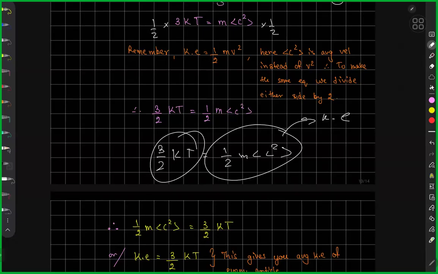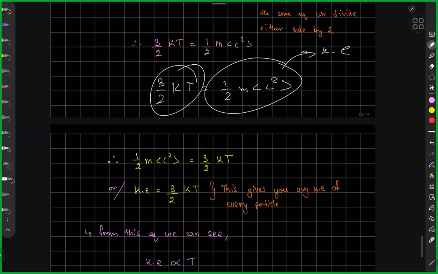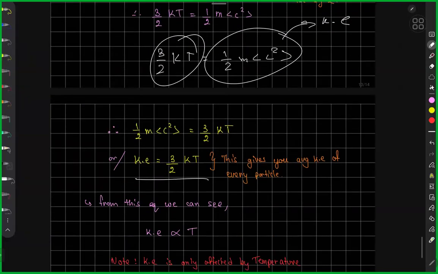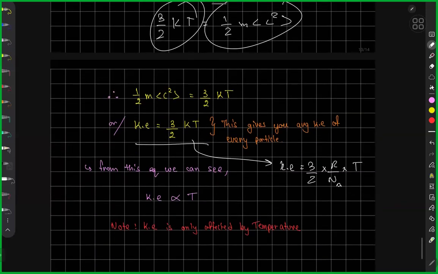That is it. This is your relationship. Kinetic energy is equal to 3/2 kT. And if you want me to break down the Boltzmann constant, I'll do that for you: 3/2 times the gas constant divided by Avogadro's constant times thermodynamic temperature. So what is kinetic energy essentially related to? Just the temperature. And what is temperature related to? Just the kinetic energy. This is the ultimate proof.